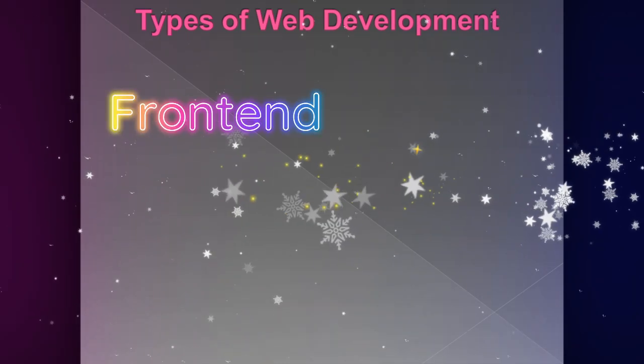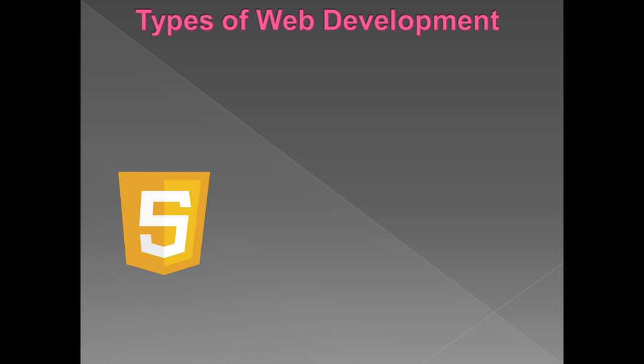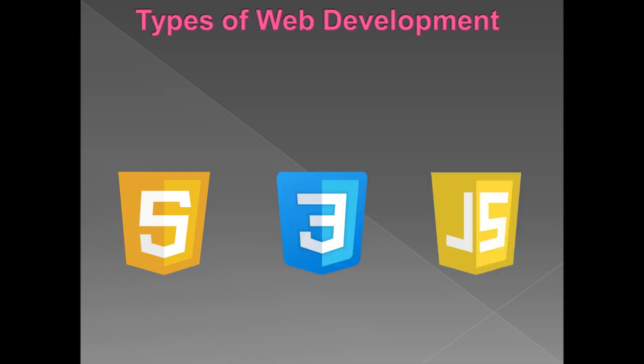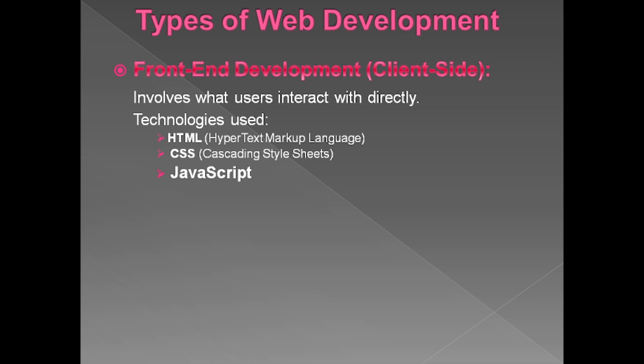In this video, we are going to learn the three main parts of web development, that is front-end, back-end and full-stack development. We will also take a quick look at the three core languages of web, HTML, CSS and JavaScript, the building blocks of every website. So let's start with front-end.